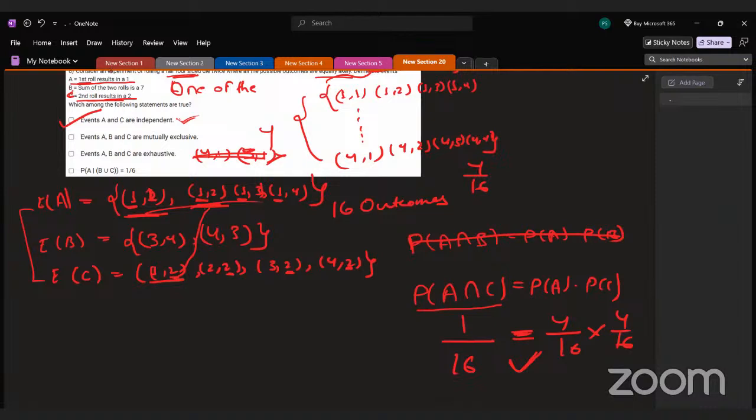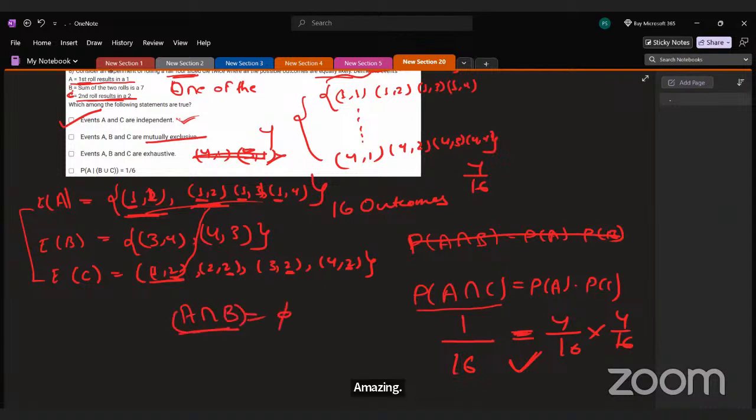Okay, so what do you guys understand by mutually exclusive? Anyone? Sir, there is no intersection between these pairs. Disjoint. Like, these two events will never occur together. Basically, no intersection. Okay.